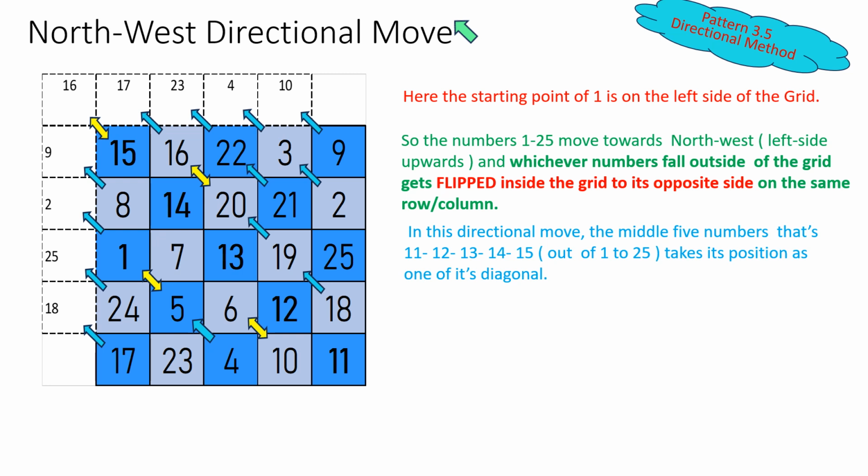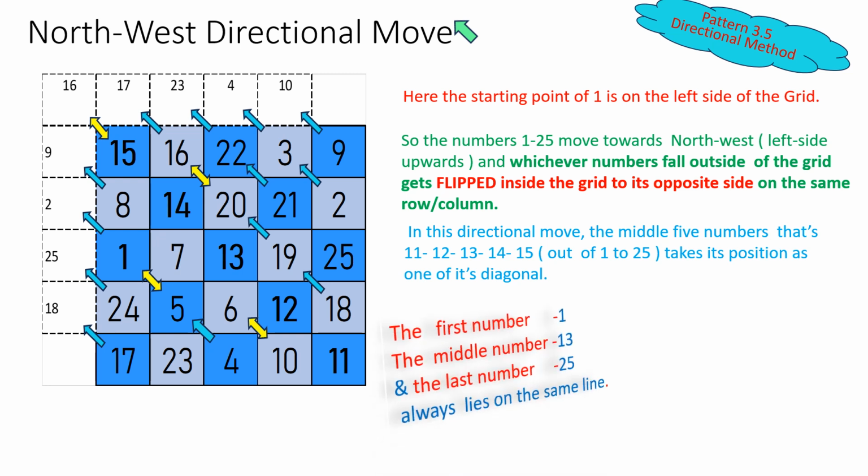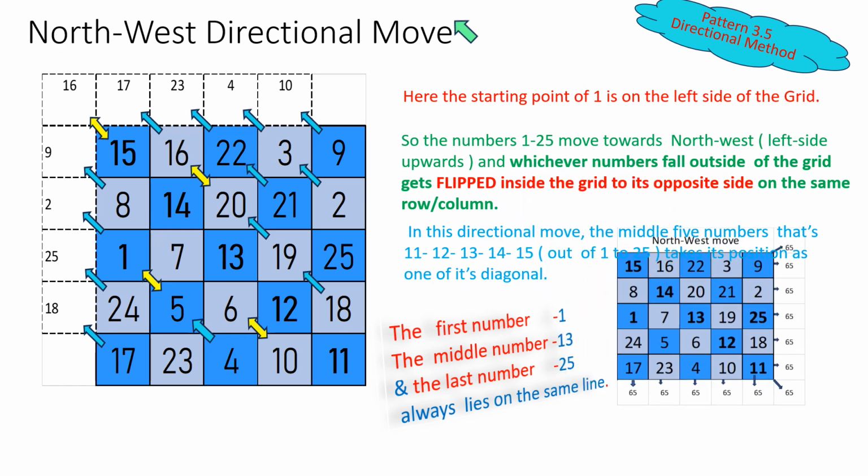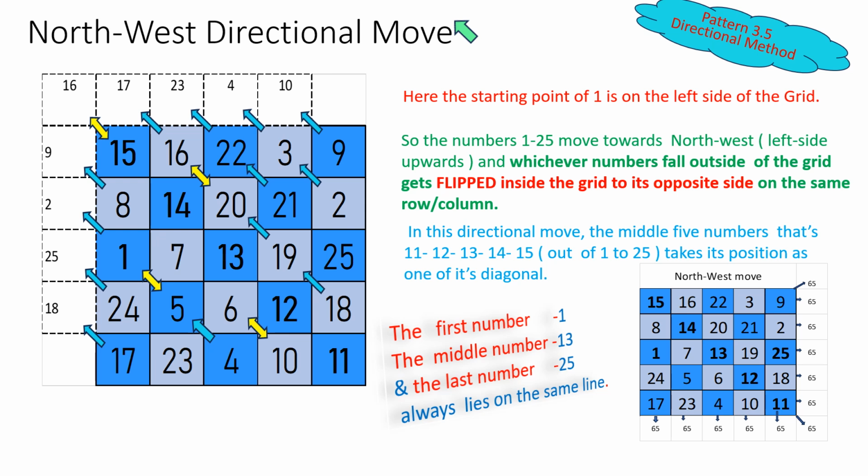Always it takes its position as one of its diagonal in the directional move only. That's very important. You should check it. Always it takes its position as one of its diagonal. Now check the numbers. First, middle, last number fall on the same line. Now check their sum. It's 65 in all the directions.